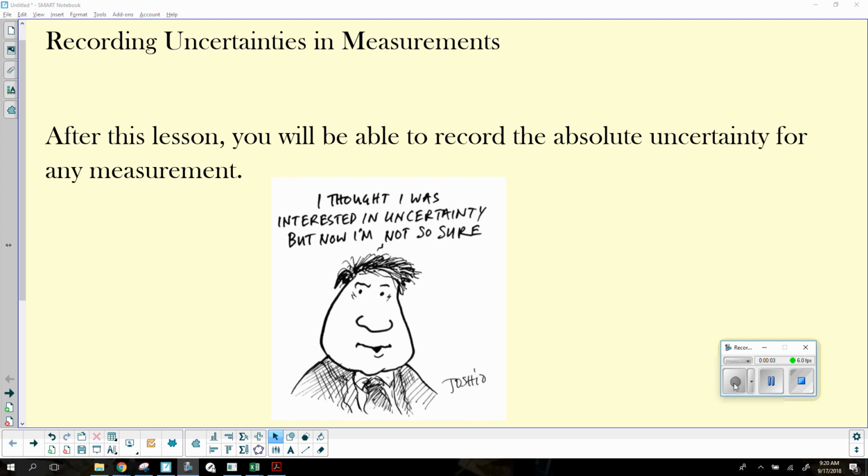All right, recording uncertainties in measurements. So after this lesson, hopefully you will be able to record the absolute uncertainty for any measurement for any piece of equipment in the physics lab.